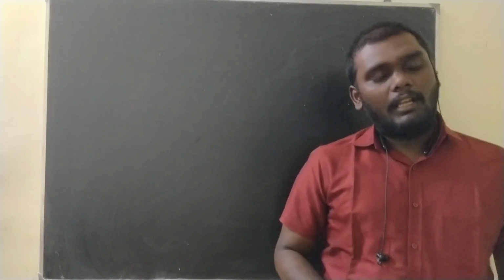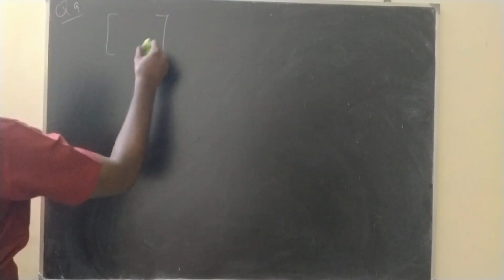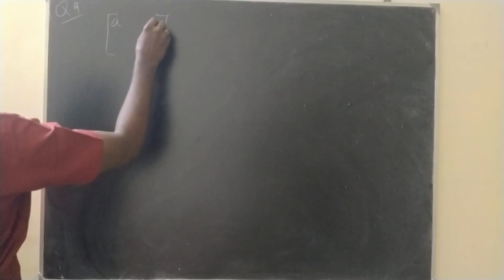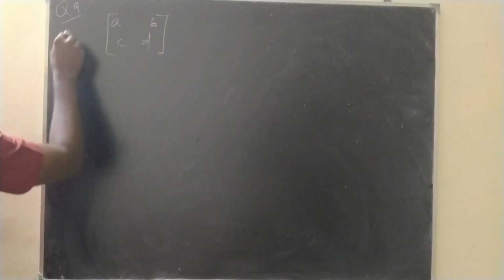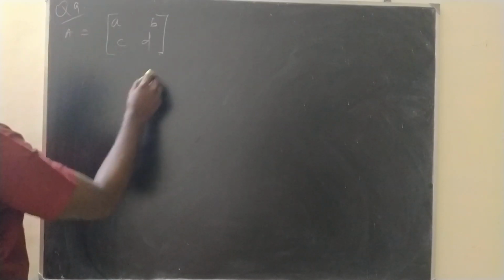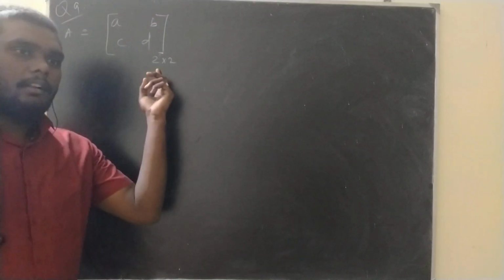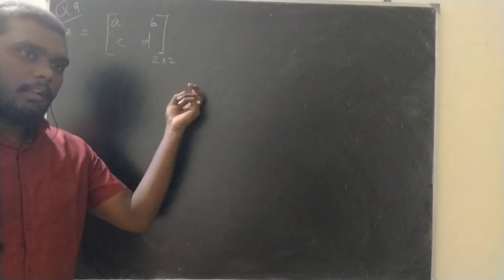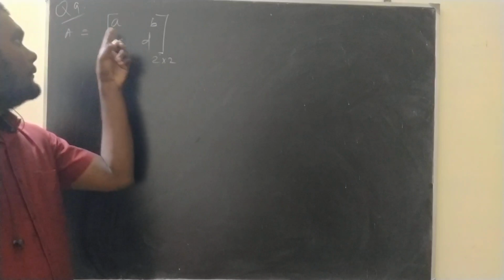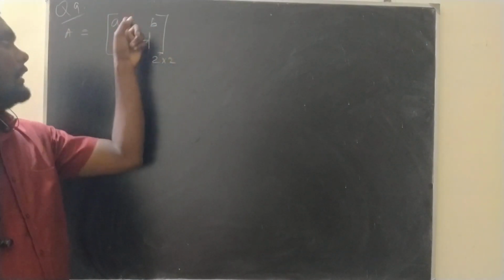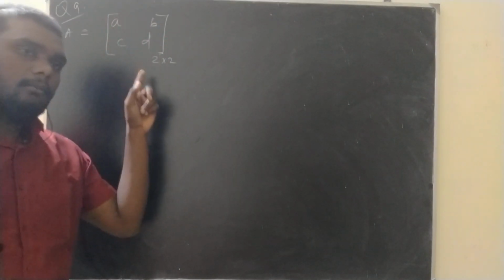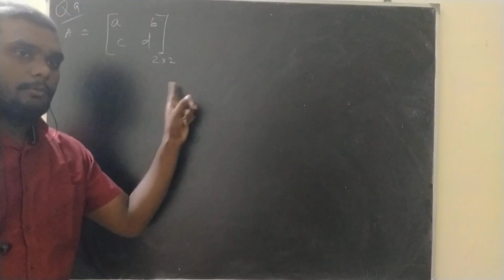No. A matrix is a type of arrangement. Okay. Question number 9. We have a matrix, a type of arrangement: A, B, C, D, like this it can be arranged. Let A be that matrix. Why I mentioned 2 by 2 means this should be read as 2 by 2, not 2 cross 2, because we have 2 rows and 2 columns.